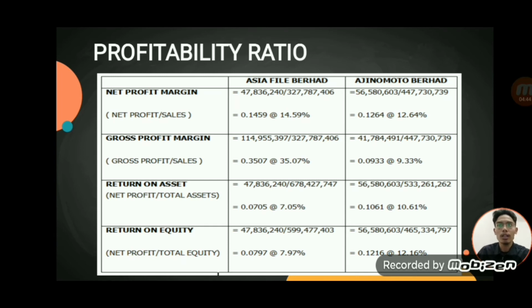For the return on asset, Ajinomoto Berhad shows better performance than Asia File Corporation Berhad because it shows how efficient Ajinomoto Berhad's management is in generating earnings from their assets. Next, for the return on equity, Ajinomoto Berhad has a better performance than Asia File Corporation Berhad. It shows that Ajinomoto Berhad has a better ability to turn equity investment into profit.